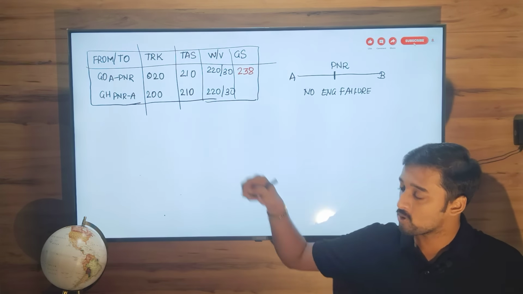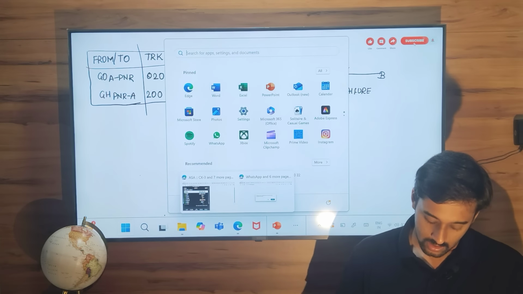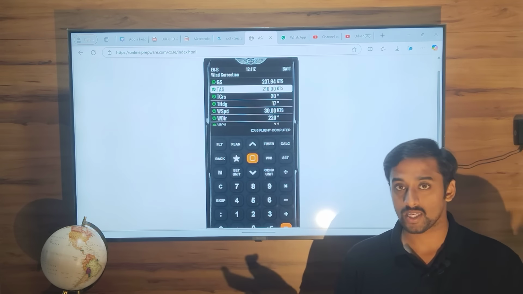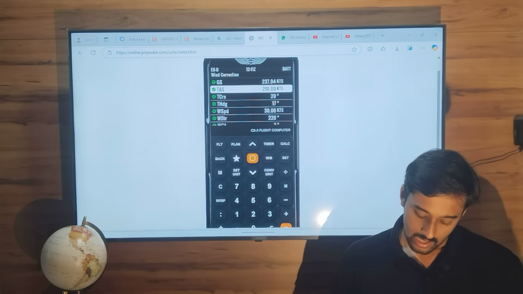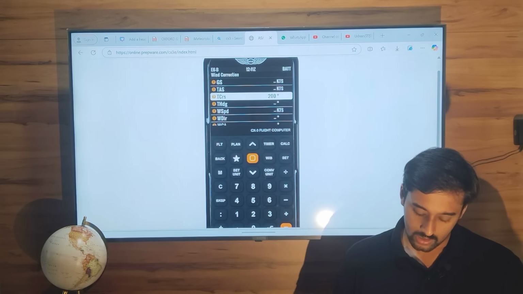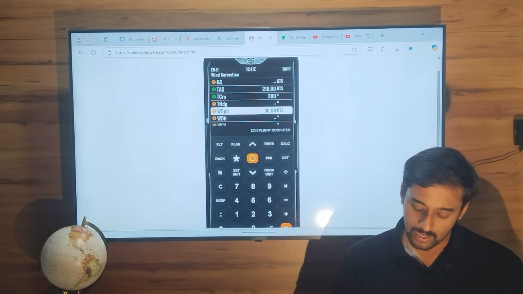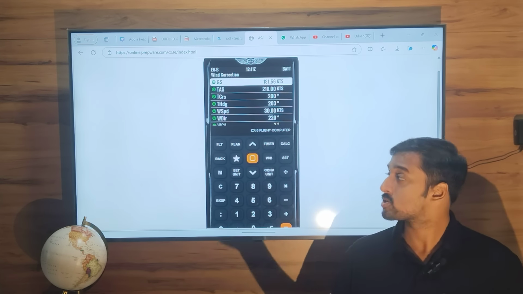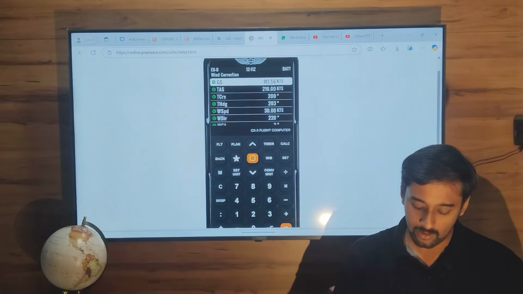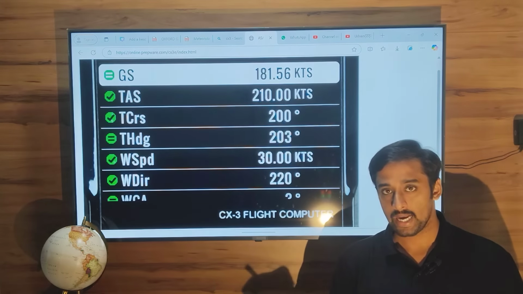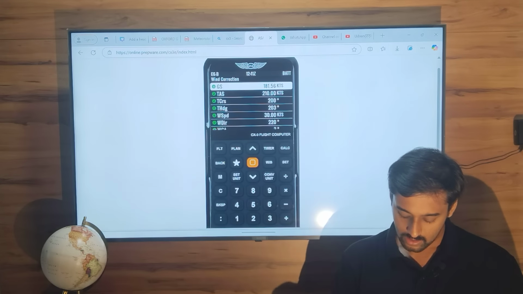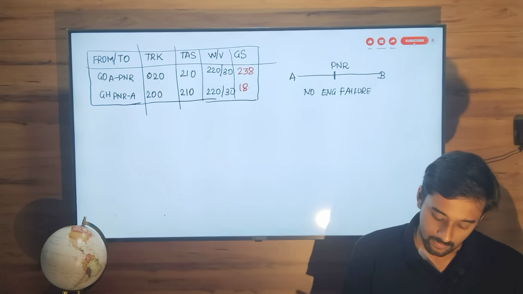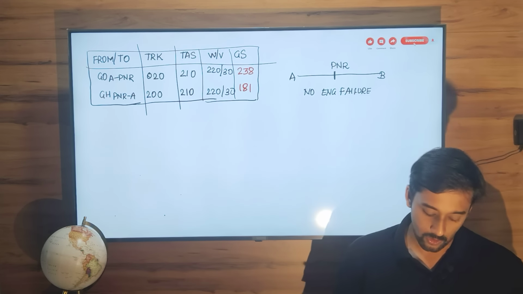Now the second row, we have a true airspeed of 210 because engines are working fine. True course 200, wind speed 30, wind direction 220. And now you get the resultant ground speed 181.5 knots or 181 knots. Our table is complete. Let's use the formula.